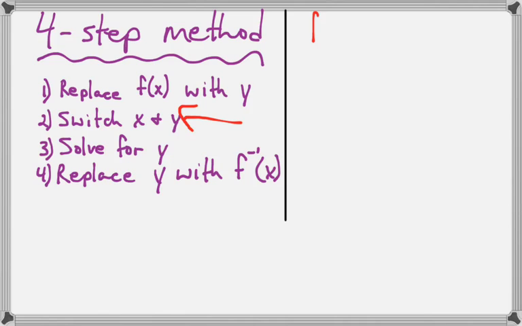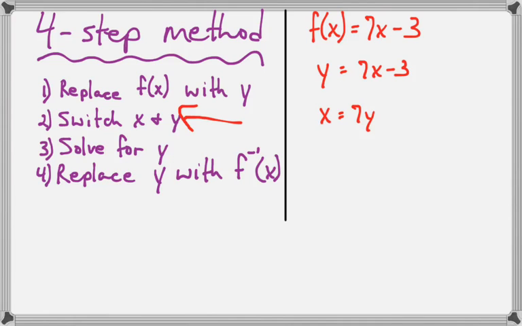Okay, so let's see an example of that. Here is f of x equals 7x minus 3. I take away the function notation and call it y. I trade places with x and y. So see, this used to say y, now it says x. This used to say x, now it says y. That's exactly what we do.